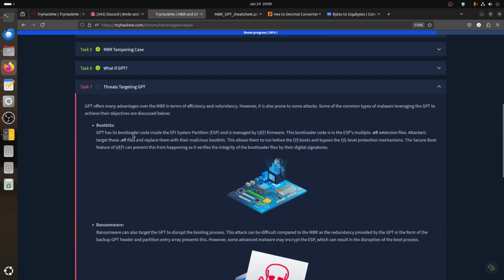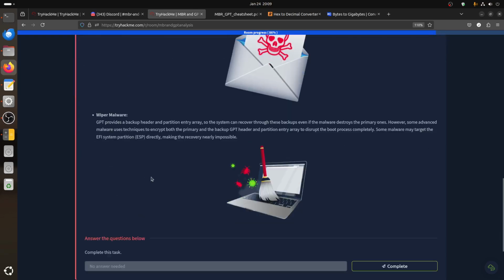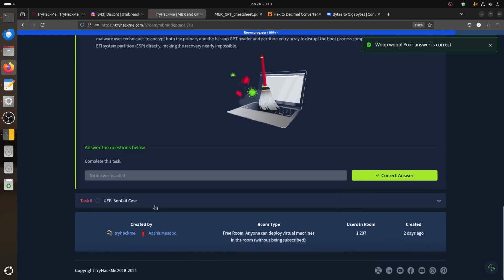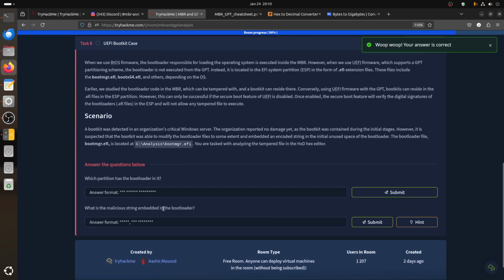Okay, this one is a threat, of course, as before. Bootkit, ransomware, wiper, malware, wiper, GPT backup, header and partition entry erase, so the system can recover. Okay, guys, you can read about it. As I said, when the room is free, I usually like to do the labs. Now, what do they give us here? What's the question again?